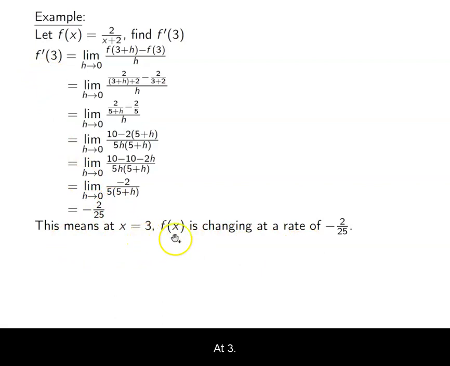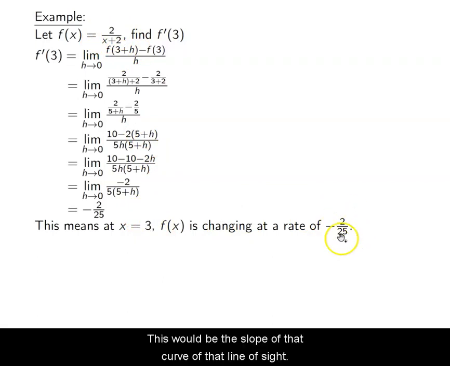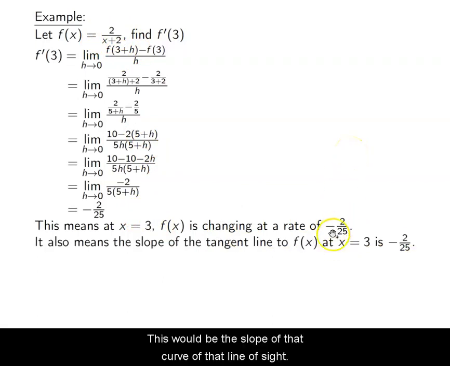So at x equals 3, my function is changing at a rate of negative 2 over 25. If I were to draw a line tangent to this curve at x equals 3, this would be the slope of that line.